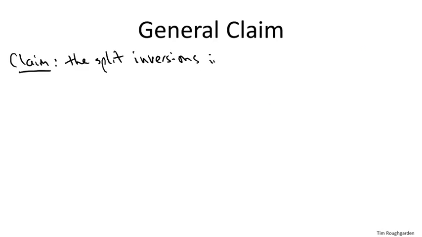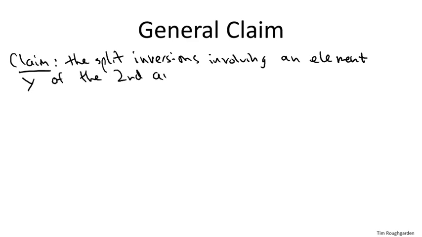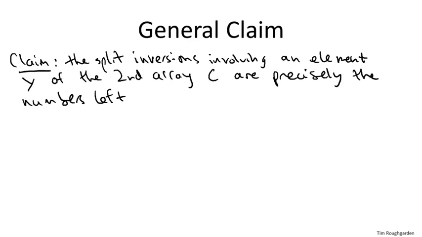So this is indeed a general principle, so let me state the general claim. The claim is not just in this specific example, in this specific execution, but no matter what the input array is, no matter how many split inversions there might be, the split inversions that involve an element of the second half of the array are precisely those elements remaining in the first array when that element gets copied over to the output array. So this is exactly the pattern that we saw in the example. So on the right array, C, we had the elements 2, 4, and 6.